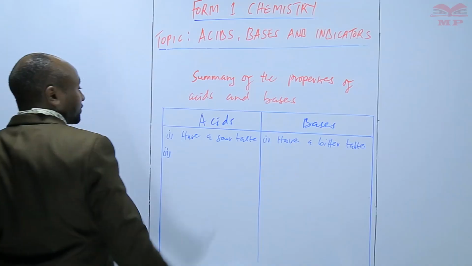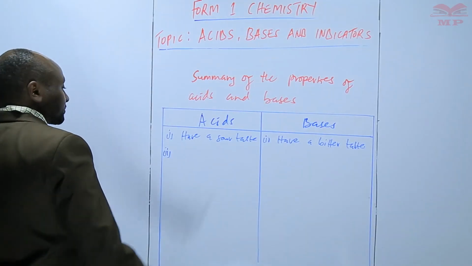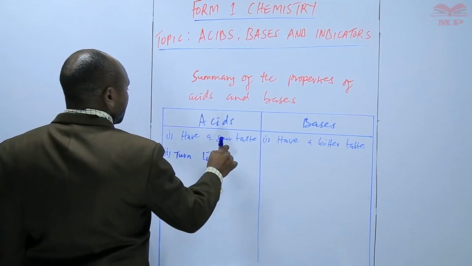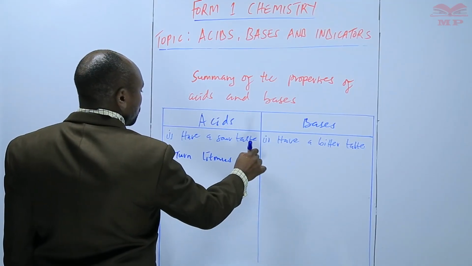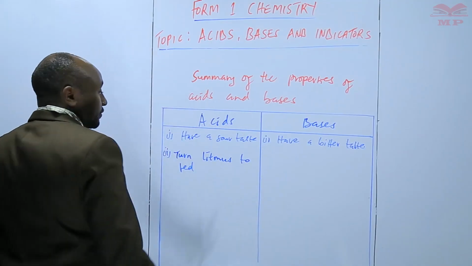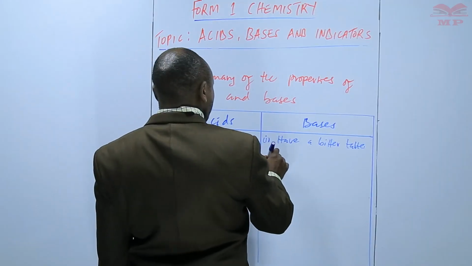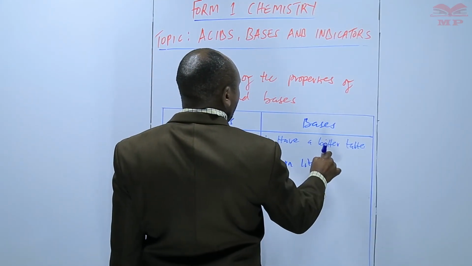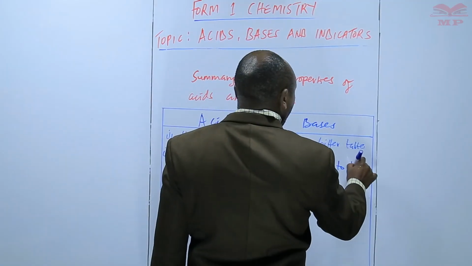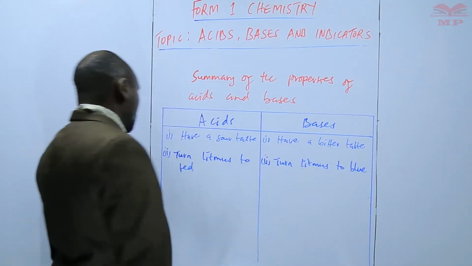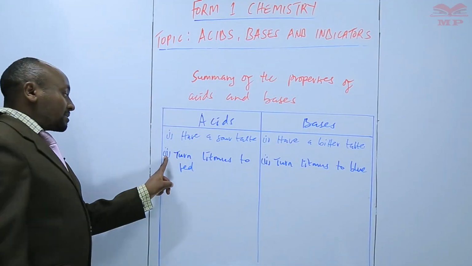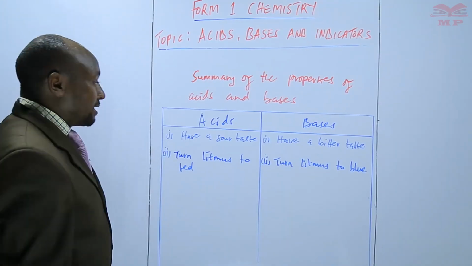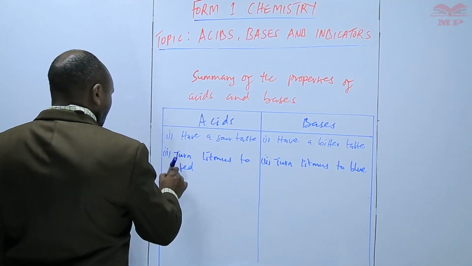Number two, acids turn litmus to red. Bases turn litmus to blue. So that is the acids turning the litmus to red and bases turning the litmus to blue.